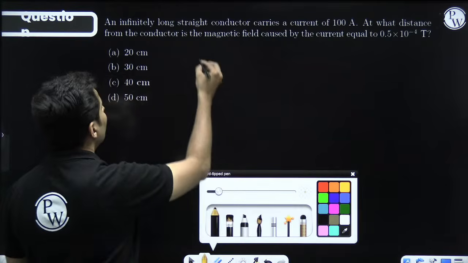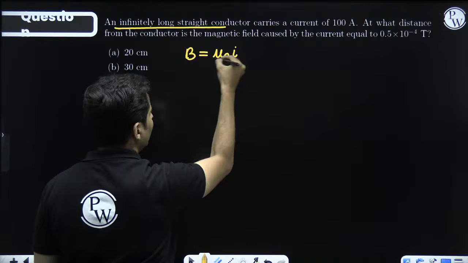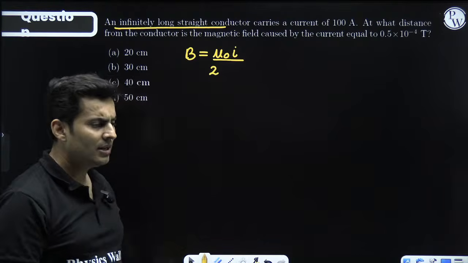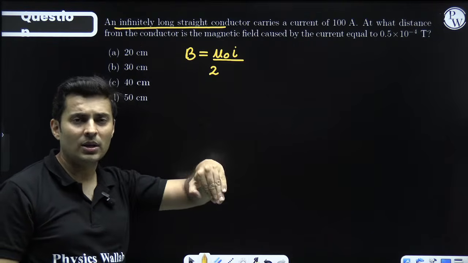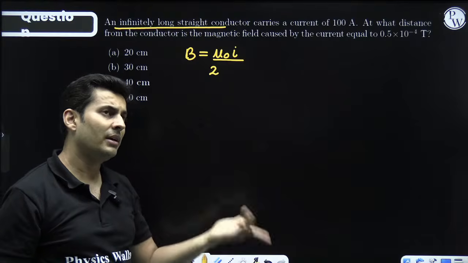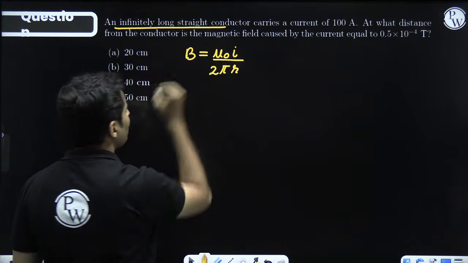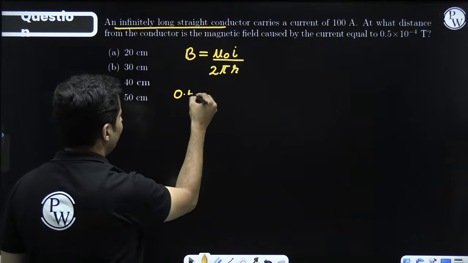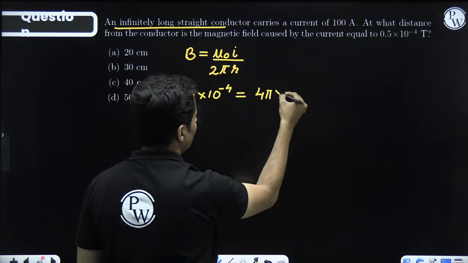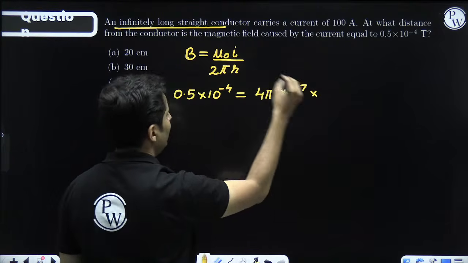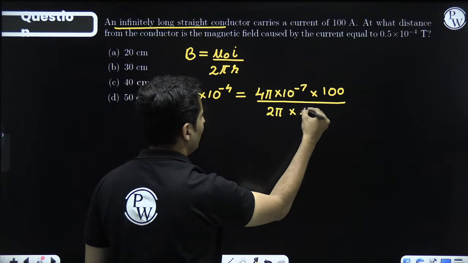So let's solve. Because it is a very long wire, we know the magnetic field formula is mu naught I divided by 2 pi r. For a circle pi is not in the denominator this way, but for a straight wire it is there in the formula. So magnetic field is 0.5 into 10 to the power minus 4. Mu naught value is 4 pi into 10 to the power negative 7. Current is 100 amperes, divided by 2 pi and obviously r.